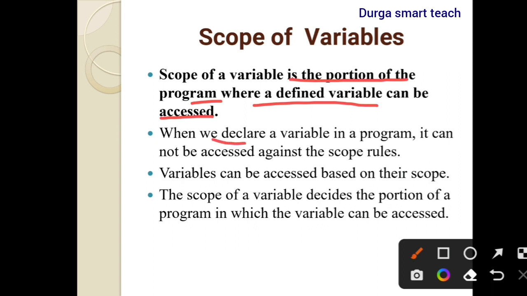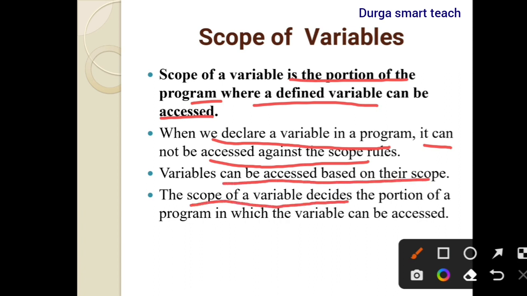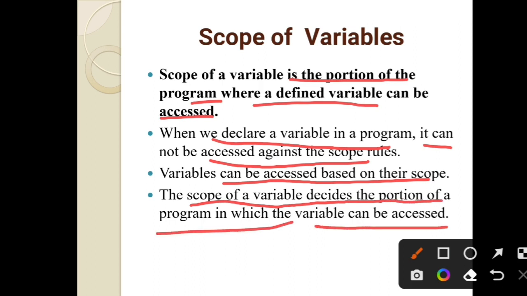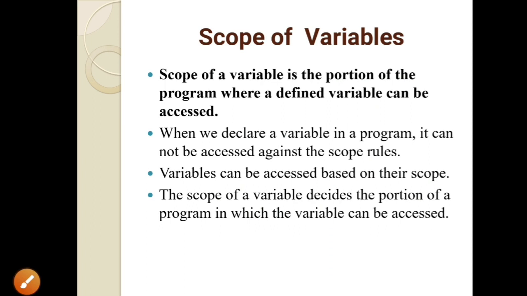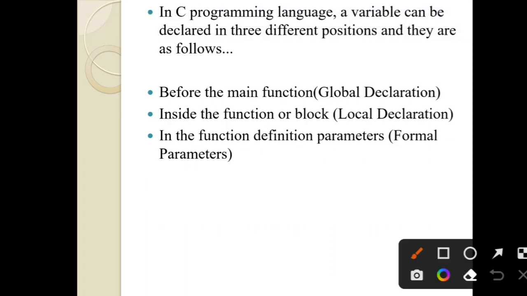So when we declare a variable in a program, it cannot be accessed against the scope rules. So here it has some rules, and the variable is used based on the rules. A variable can be accessed based on its scope. The scope of a variable decides the portion of the program in which the variable can be accessed. Okay, so let's see the scope of variable.